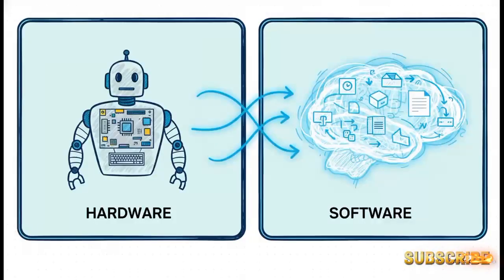Let's just boil it all down to one final simple idea. The hardware, that's the physical body. It's the robot itself. You can touch it, you can see it. But the software, that's the brain. It's the mind, the intelligence, the set of thoughts that tells that body what to do. You just can't have a functioning machine without both.